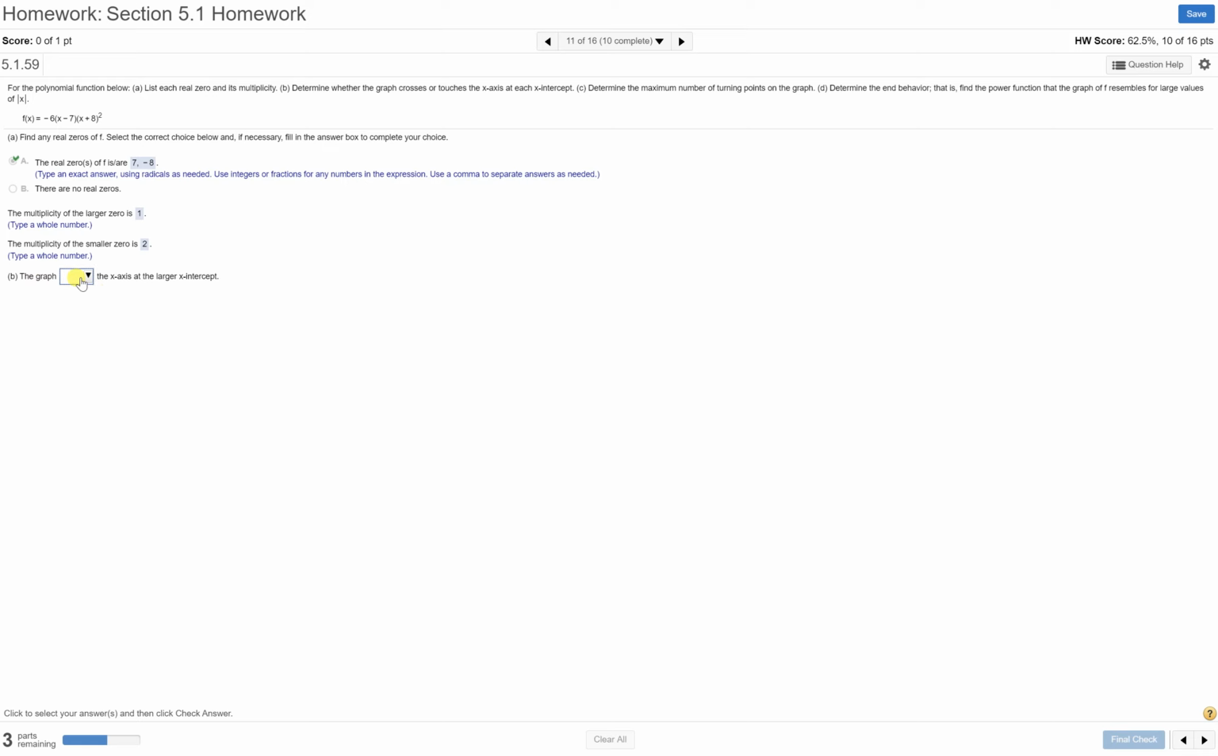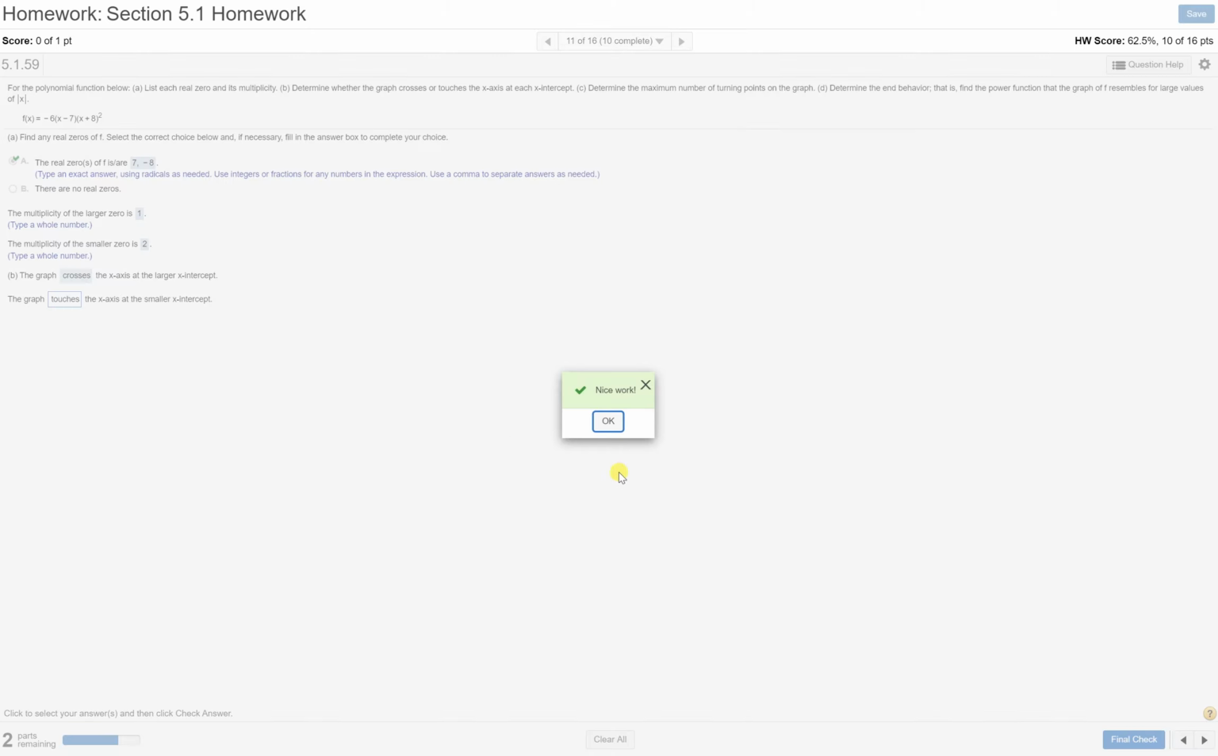Oh, I see. So for the larger x-intercept, the larger one is 7. Since the multiplicity is 1, that's an odd multiplicity. Odd multiplicities, remember guys, cross the x-axis. So for this particular one, we're going to say it crosses. And then for the smaller x-intercept, which is the -8 value, that has an even multiplicity. And even multiplicities touch the graph at that point. Touch the x-axis at that point.